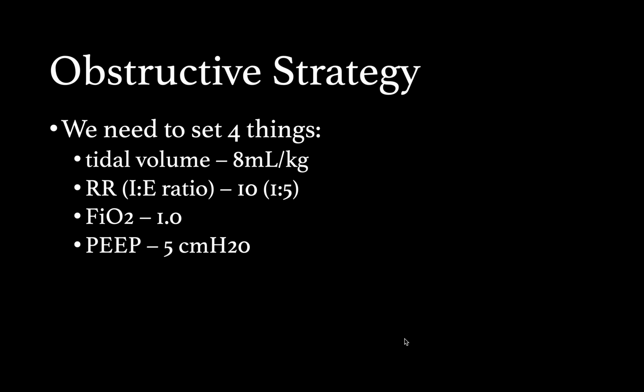So what do we do in an obstructive strategy? We need to set 4 things. Tidal volume, let's choose 8 mils per kilo. Our respiratory rate is lower. Let's go with 10. That means that the respiratory cycle is 6 seconds. So we choose an IE ratio of 1 to 5 to start with, hoping that that's enough time for all the air that's been forced in during inspiration to exit the alveoli during expiration.